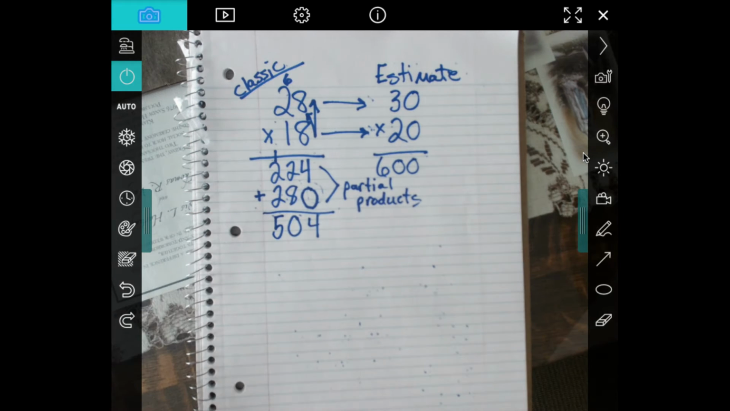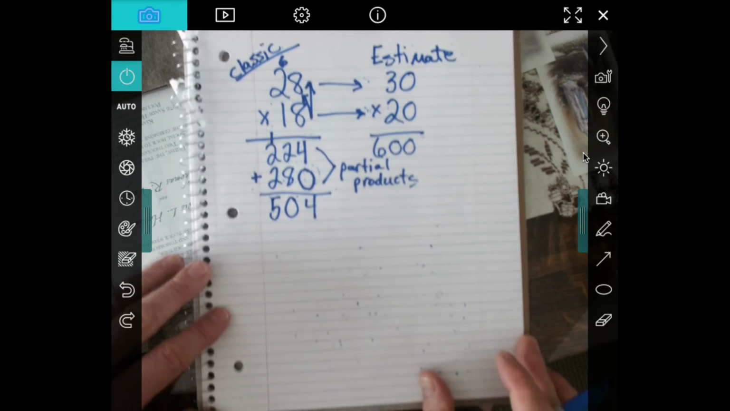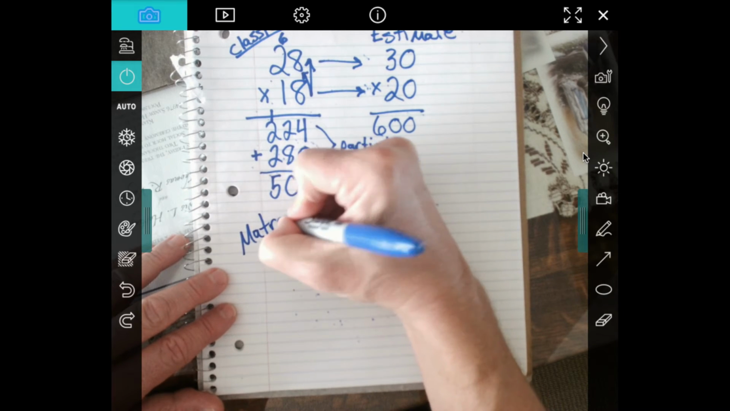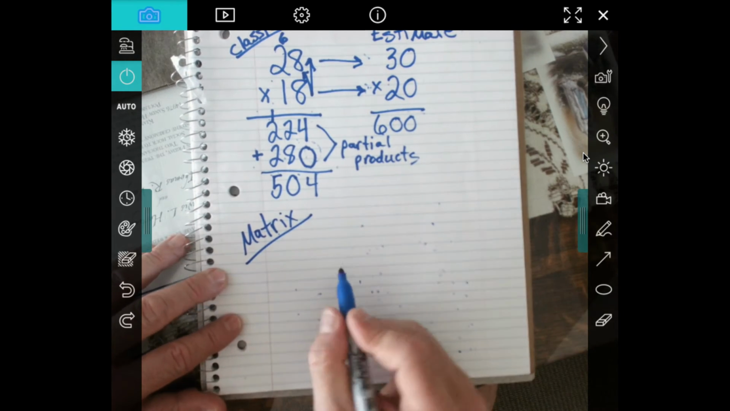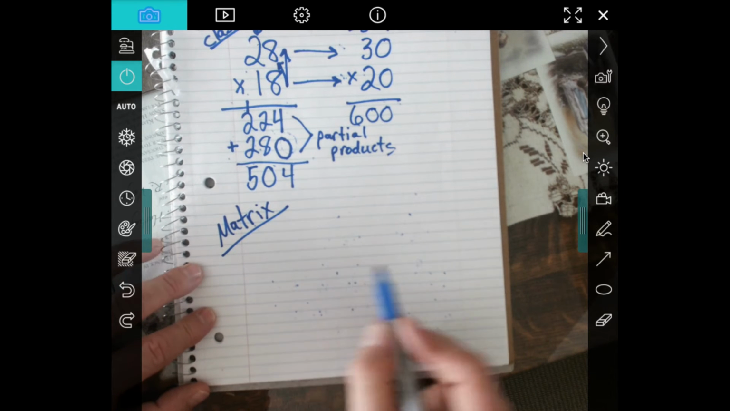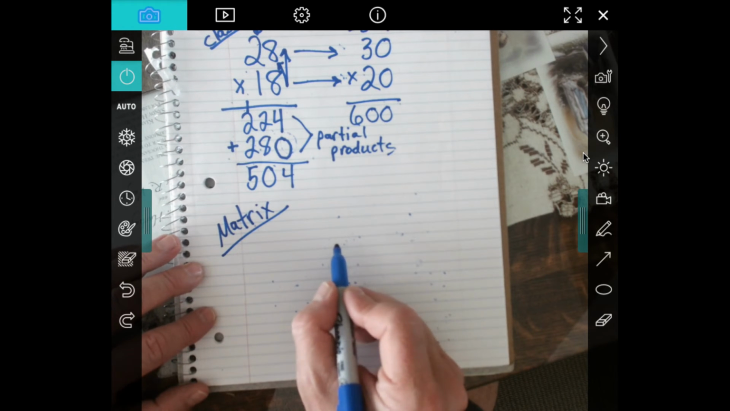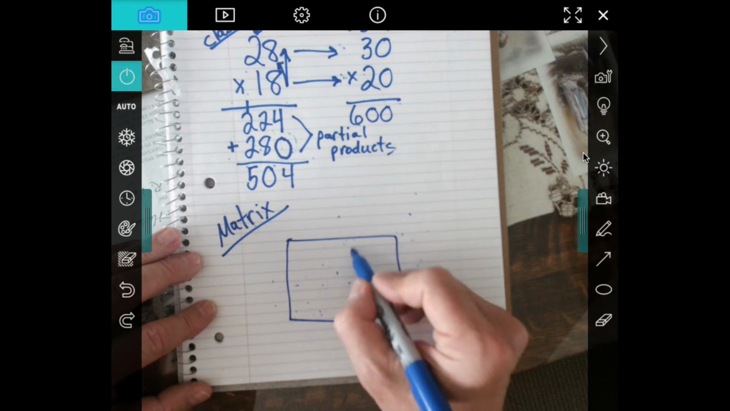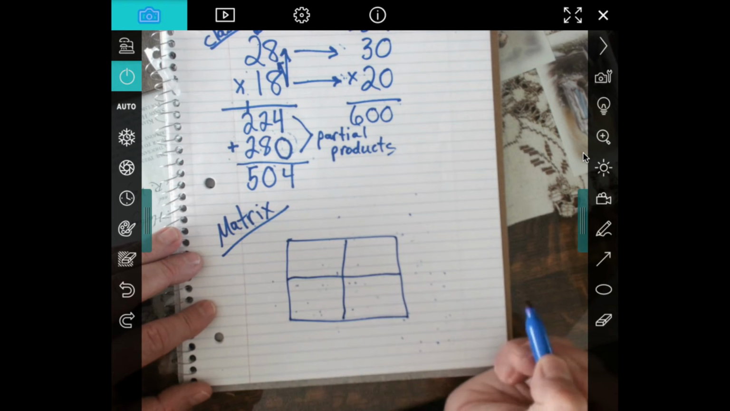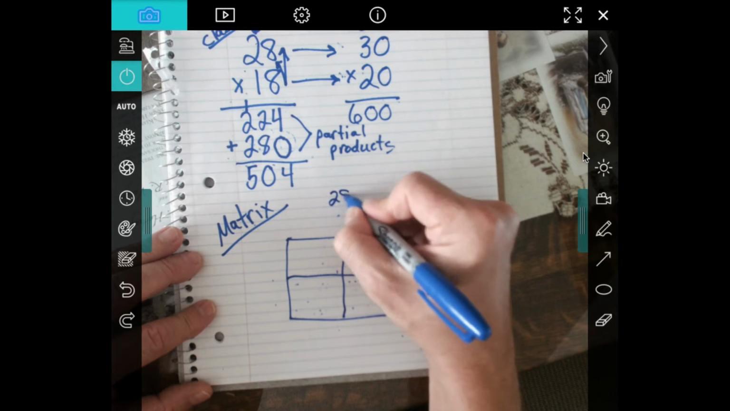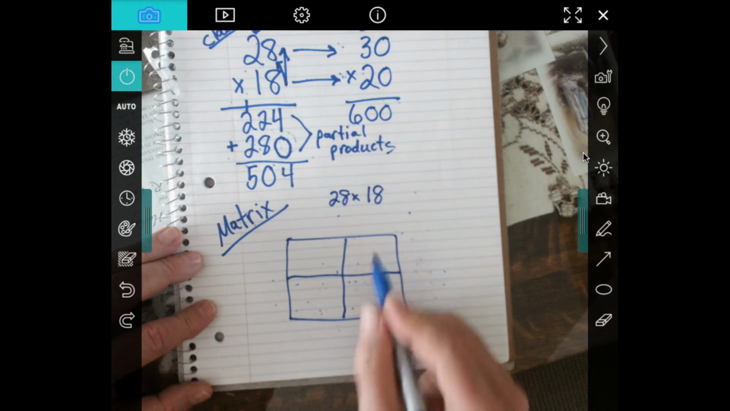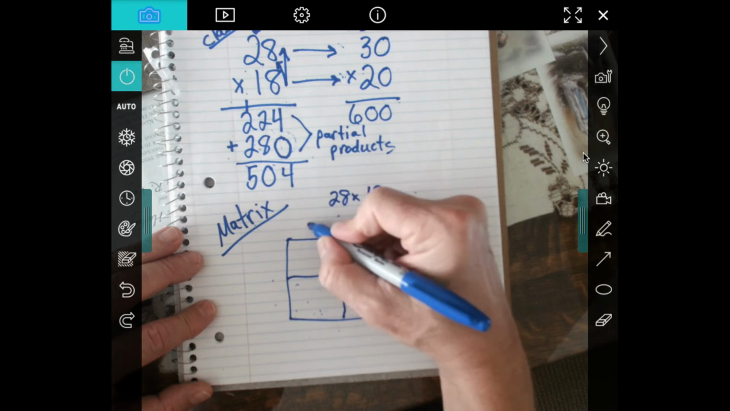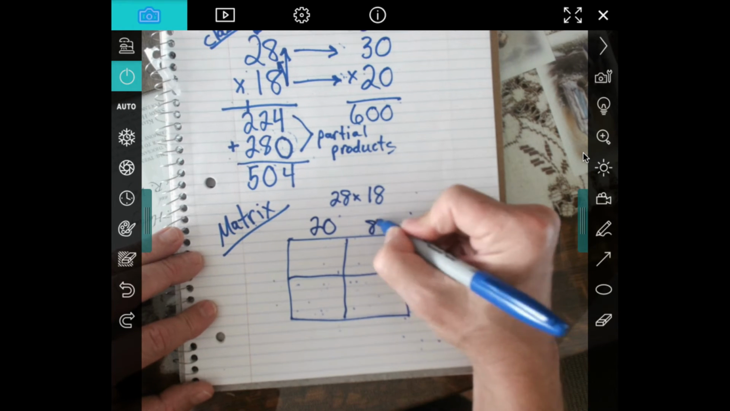Now, let me show you another way to do this, which is what we call the matrix method. The matrix method is where you would have learned this in 4th grade because they're supposed to teach this to you in 4th grade. We essentially draw like a window in a house. And we take 28 times 18. Well, what we do is we break the 28 into its values. The 2 is a 20 and the 8 is an 8.